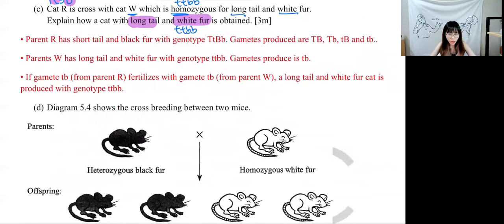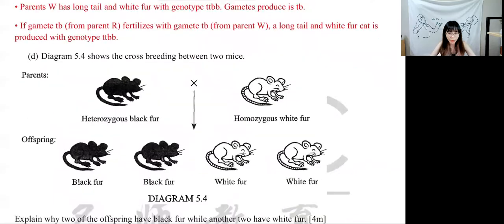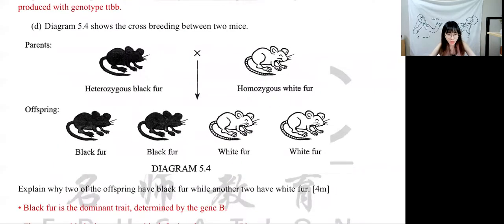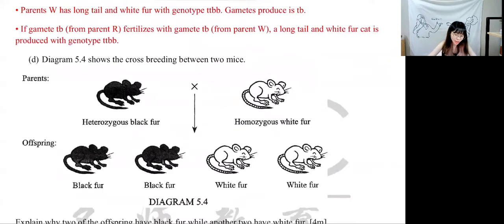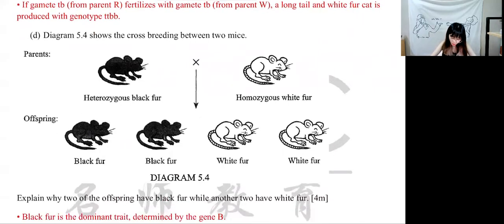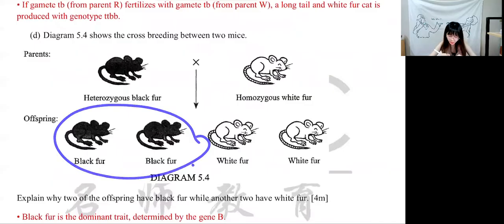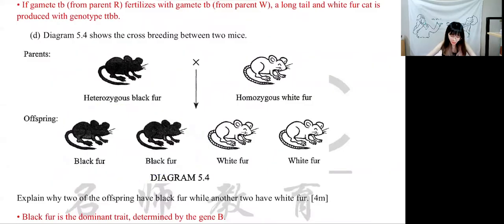Okay, diagram 5.4 shows a cross between 2 mice. We have hetero, homo, and then the children over here, black fur and white fur. Explain why 2 of the offspring have black fur while another 2 have white fur. So how do we do this kind of question? Very easy, guys. Now, black fur and white fur, which one is dominant and which one is recessive? We have to see whether the children here obtained the color or not.